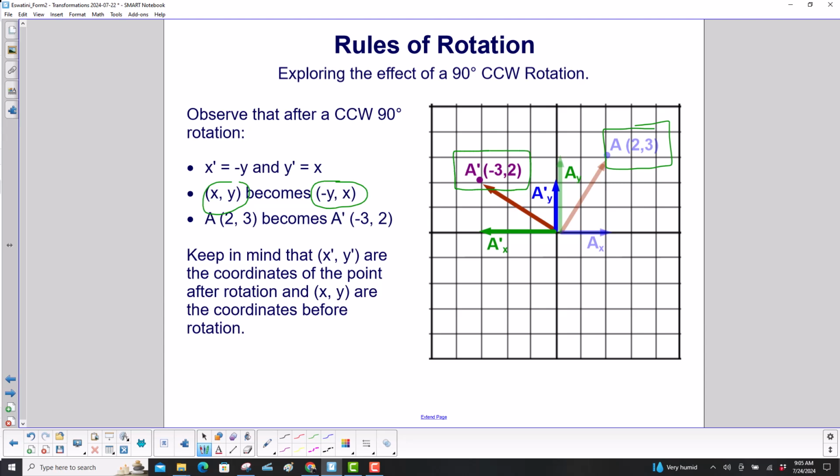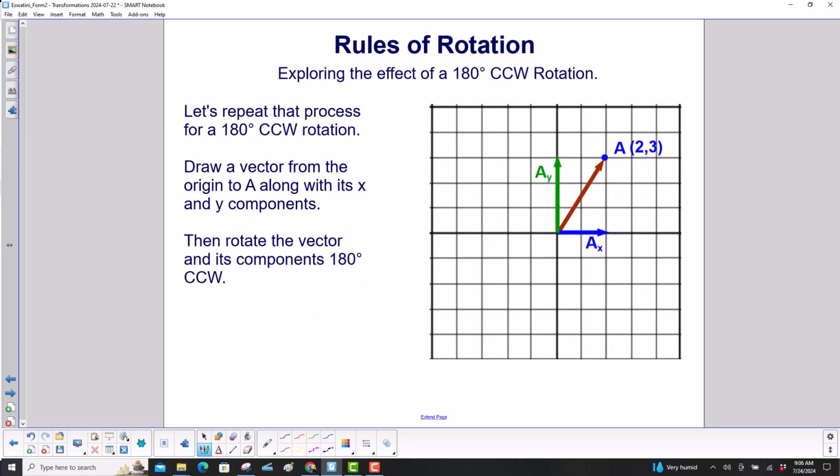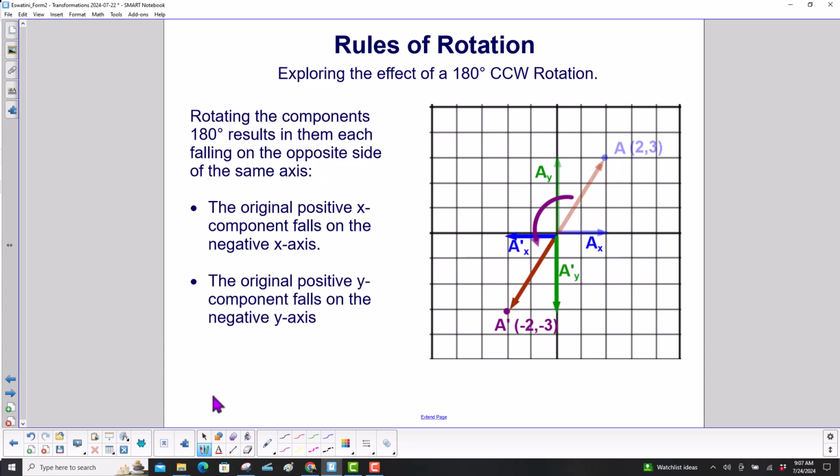Keep in mind that (x prime, y prime) are the coordinates of the point after rotation, and (x, y) are the coordinates before the rotation. Let's repeat that process for a 180-degree counterclockwise rotation. Draw a vector from the origin to point A along with its x and y components, just like we did earlier. Then rotate the vector and its components 180 degrees counterclockwise.